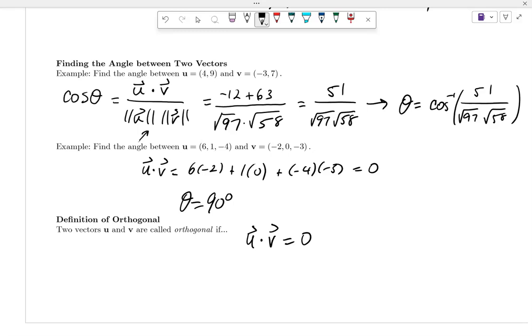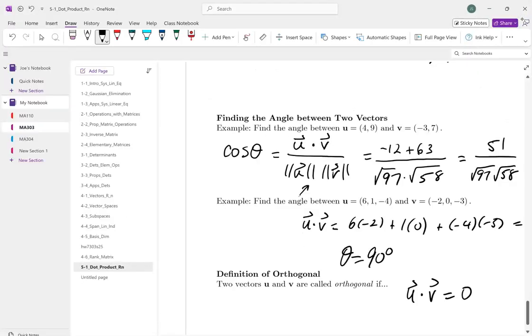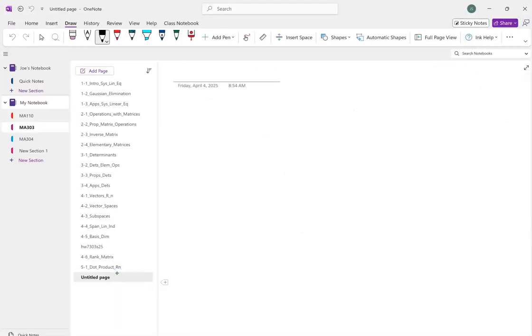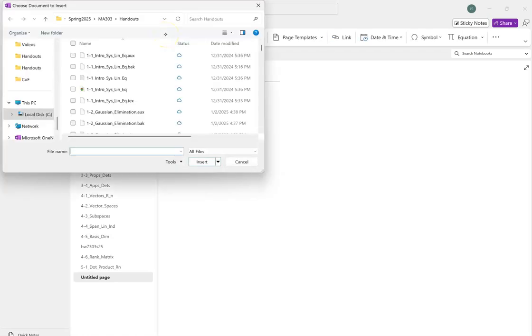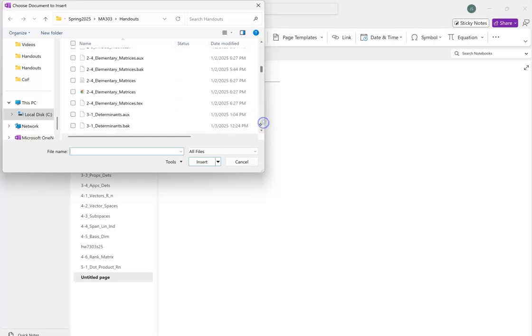I don't think I put this one in here. I've got to insert it. I did it on the other computer, but the other computer wasn't working.